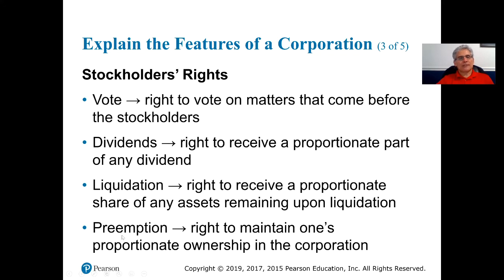And the final bullet point says preemption, and that is the right to maintain one's proportionate ownership in the corporation. If you own 50% of the shares and the board of directors decides to issue more shares, you have first rights to buy 50% of the new shares so that you maintain your 50% control.